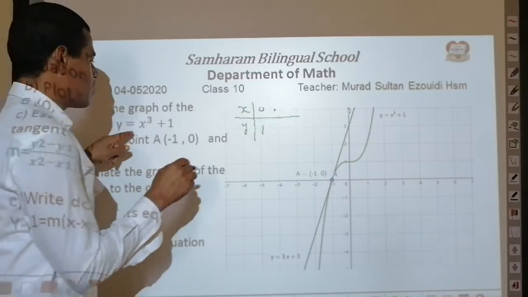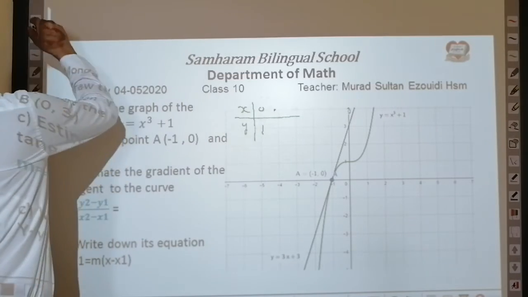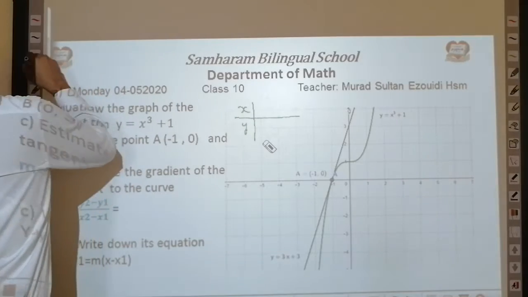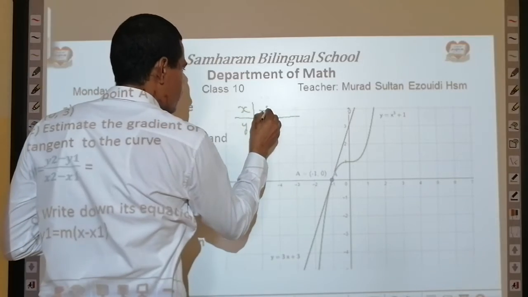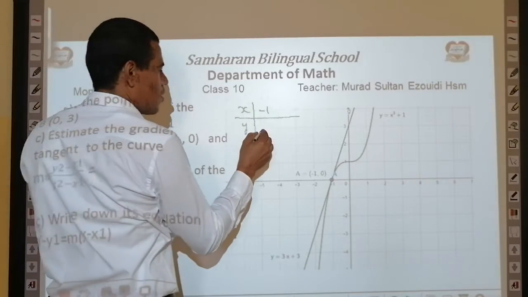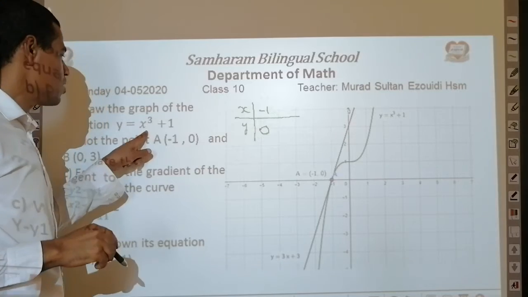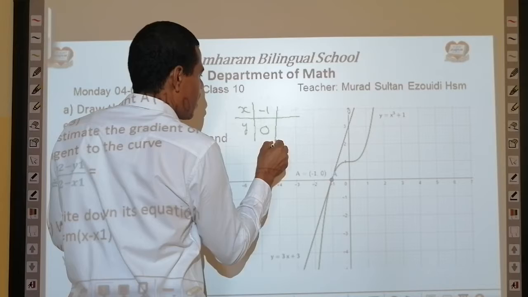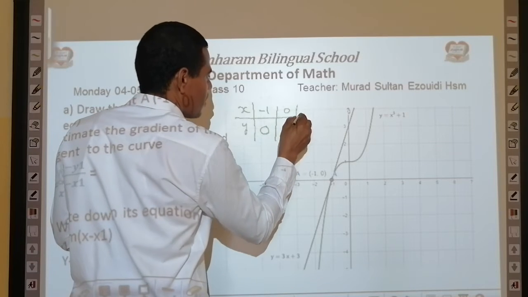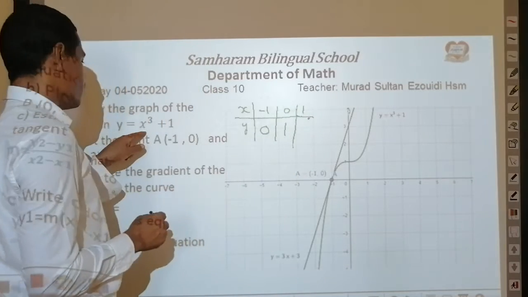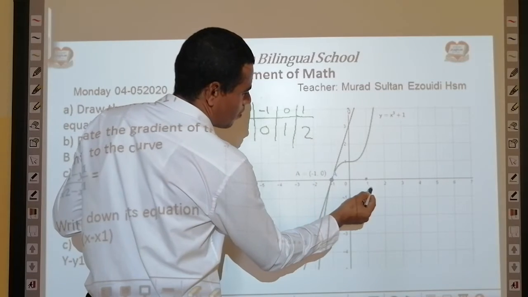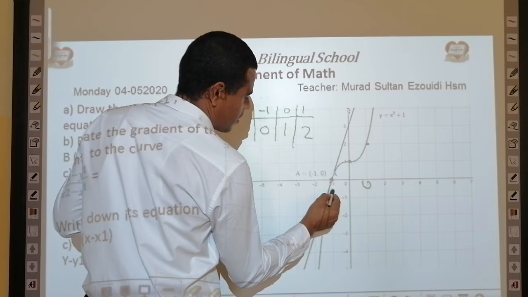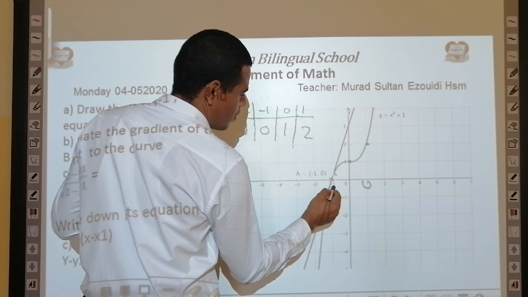When x equals minus 1, okay, we start by minus 1. When x equals minus 1, the equation, this polynomial to the power 3, has the first root at minus 1. Then when x equals 0, it will be 1. When x equals 1, it will be 2, since 1 plus 1 is 2. When x equals 0, it will be 1. When x equals negative 1, it will be 0. Okay.